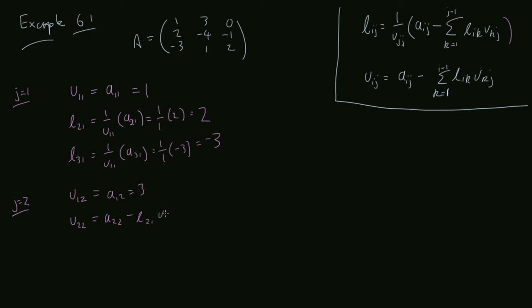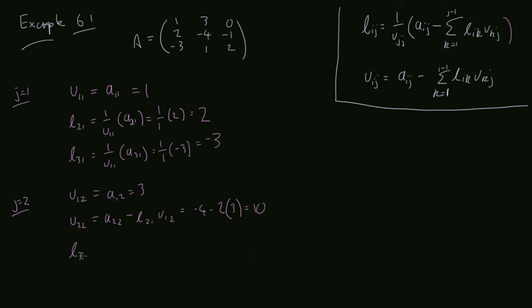So that's L21 times U12. Okay, so that was equal to A22, which is minus 4, minus L21, which we've calculated to be 2, so that's here, multiplied by U12, which is 3. So that's minus 4 minus 6, which is minus 10.